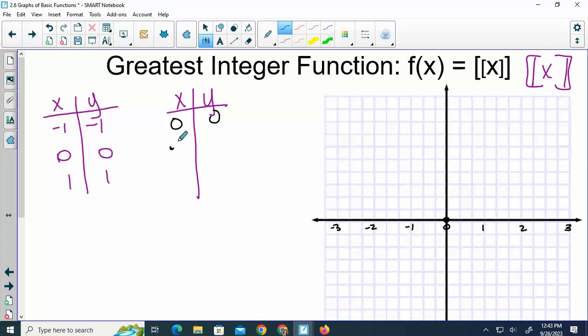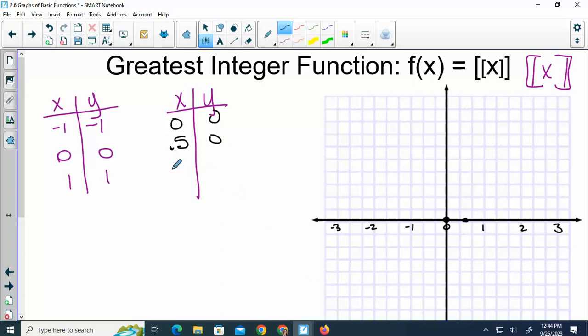If I put in 0.5, 0.5 is not an integer. It falls between what numbers? 0 and 1. The greatest integer function says you can only get out an integer answer, so I have to get either 0 or 1, and you can't get anything bigger than what you put in. So I can't get out something bigger than 0.5, so what am I going to get out? 0 still. So when I put in a half, I'm still getting out 0.